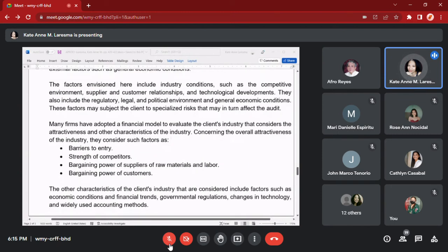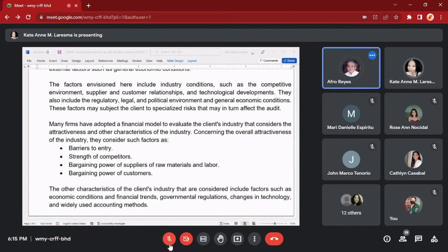Many firms have adopted a financial model to evaluate the client's industry that considers the attractiveness and other characteristics of the industry. Concerning the overall attractiveness of the industry, they consider such factors as. So madami pong firms, particularly audit firms, ang gumagamit ng financial model upang malaman kung kaaya-aya ba ang industry ni client. Kaya naman for them to see an industry as attractive, madami pong mga sinasaalang-alang.